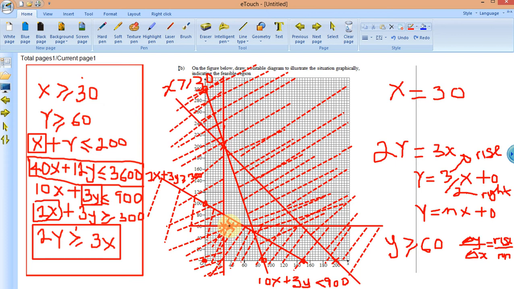2 steps to the right and 3 steps up. So I'm on 40. 2 steps take us from 40 to 80. Then 3 steps up from 60, and that will go to 120. So this will be the next one here.